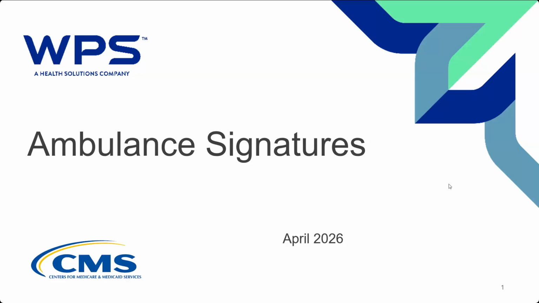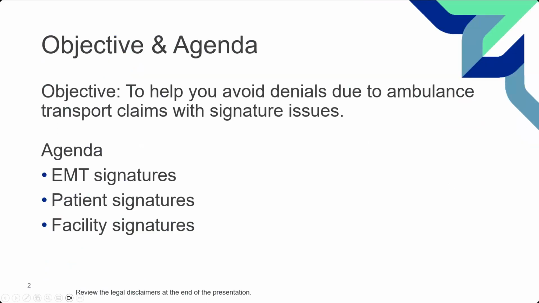All right. So what is our goal today? Our goal is to help you avoid denials due to ambulance transport signature issues. That's really what we're doing. Why are we doing this? There are $70 million in ambulance denials for the last quarter of 2025. Again, $70 million, which is a lot of denials, and this is part of that. To do that, we have to look at the types of signatures that are required. So we're going to look at the emergency medical technician signatures, the patient signatures, and the facility signatures.